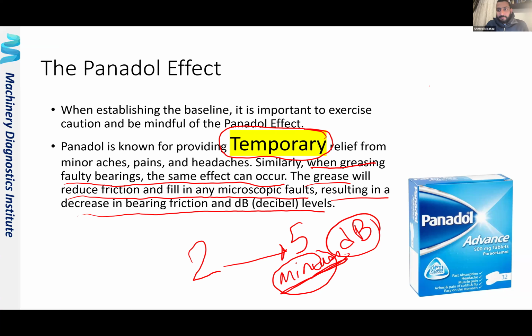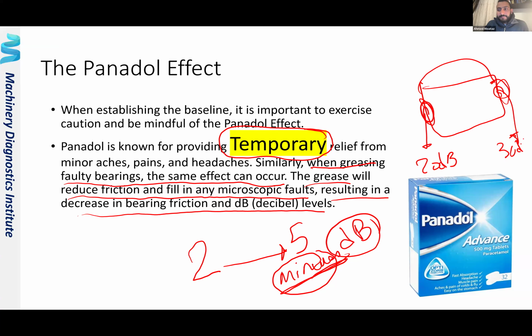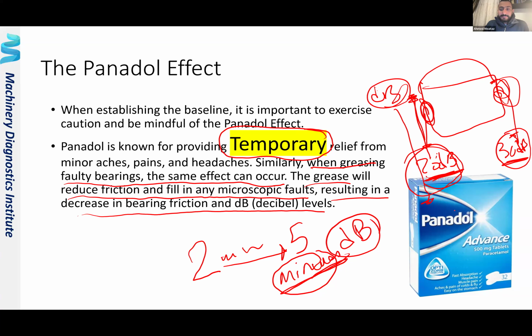For example, I went to the motor drive end, greased it, and dropped the decibel to 20 dB. Then I visited the non-drive end, and dropped the decibel, for example, to 30 dB. Before saying I have a 30 dB non-drive end baseline and a 20 dB baseline here, no, I will wait 2 to 5 minutes, and then recheck both bearings and see the change in the dB. If the decibel value comes back to the normal value from before greasing, I can suspect the Panadol effect happened to this bearing, and I can start monitoring and analyzing this bearing. Maybe I have a problem which showed me this Panadol effect.